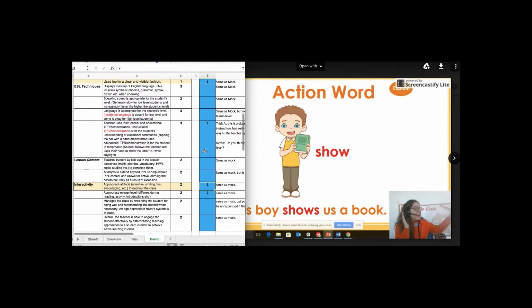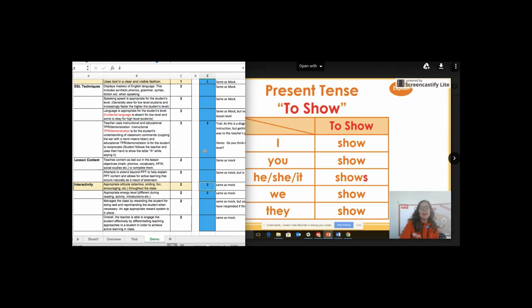Good. I show you a zebra. I show you a lion. Okay, so now we're actually getting into a little bit of extension, because we're talking about some different animals that are not part of the slides. I show you.